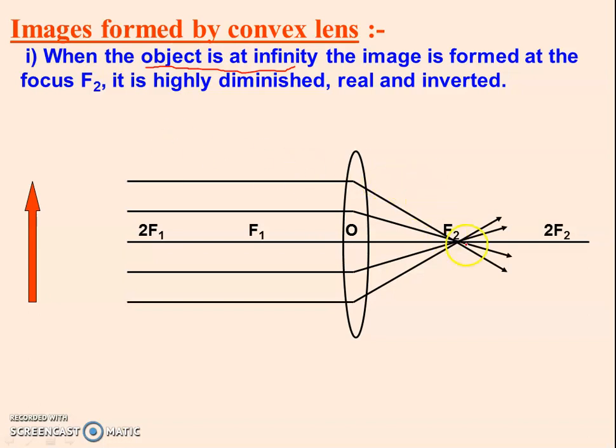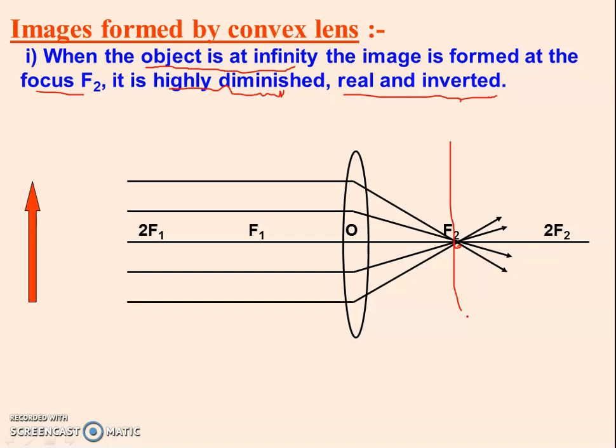Now see the image. The image is point in size, so it is highly diminished. Second thing, the position is at focus. And third thing, it is real and inverted. A real image is always formed on the screen. If we put the screen over here, the image will be formed at the screen. So it is real, and if it is real, it will be inverted.